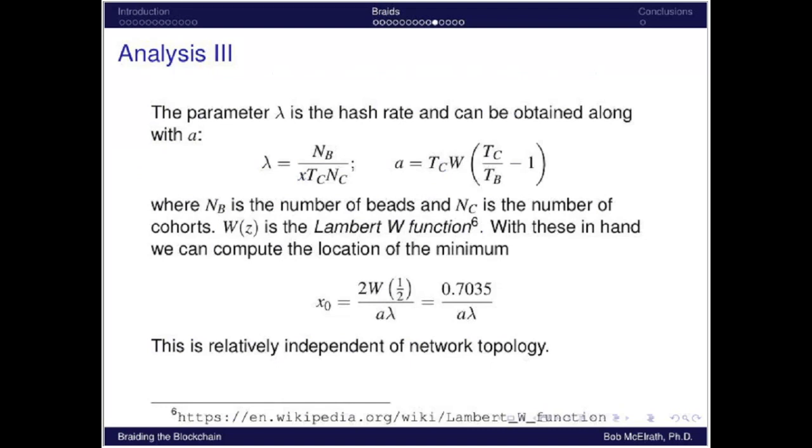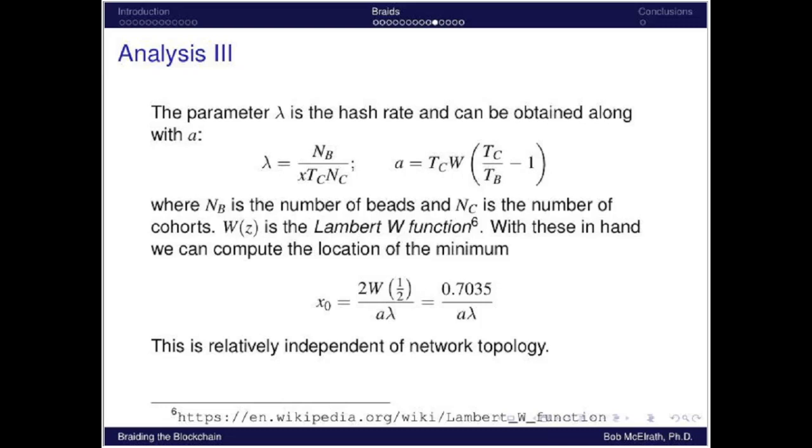So we can determine the parameters lambda and a from other things. So lambda is the hash rate. This is the number of beads over x, the target, divided by the cohort time divided by the number of cohorts. In other words, choose an interval of time, count the number of beads that happened in there, that's NB, count the average cohort time, that's TC, and count the average number of beads per cohort. So that's how you can compute lambda. This is just the hash rate. A has a funny form. A is the cohort time times W, where W is the Lambert W function, and the argument to that function is TC over TB minus 1. So we can determine both lambda and a by measuring the network itself.